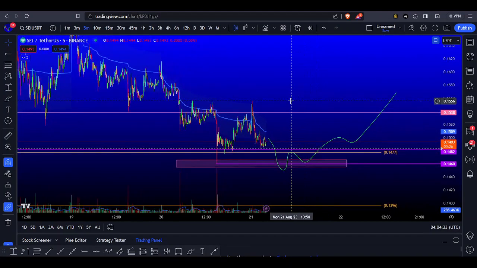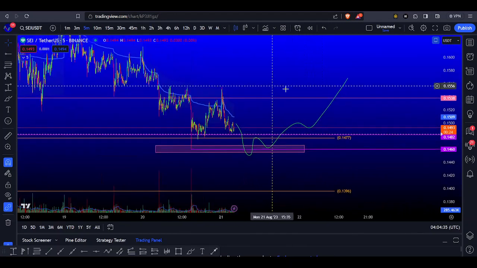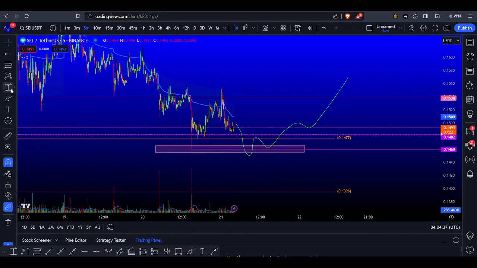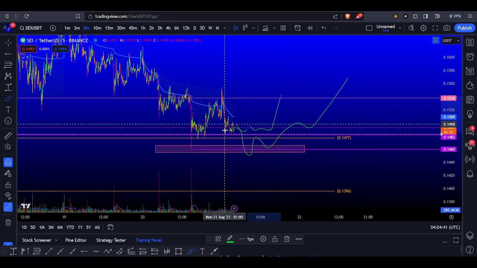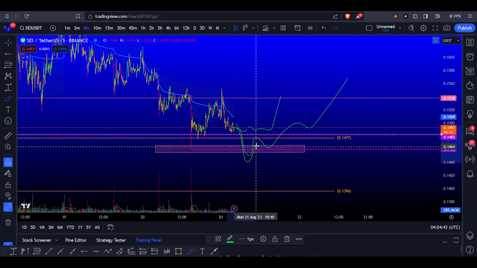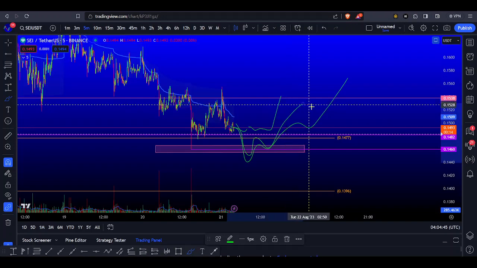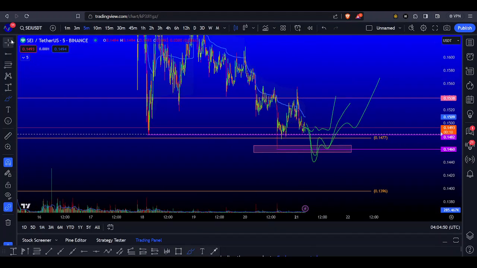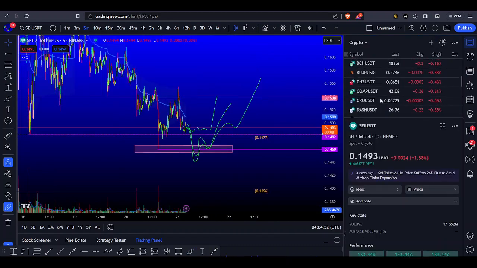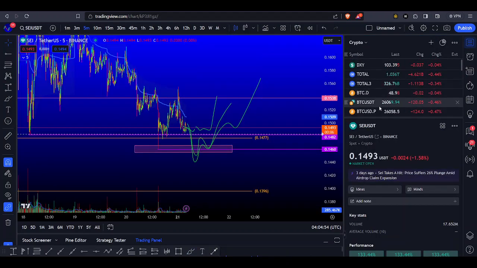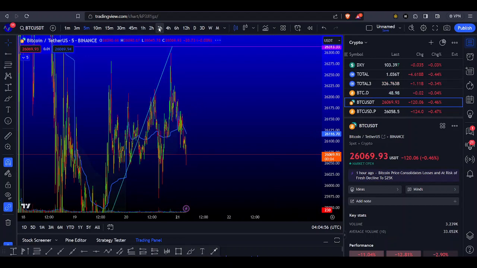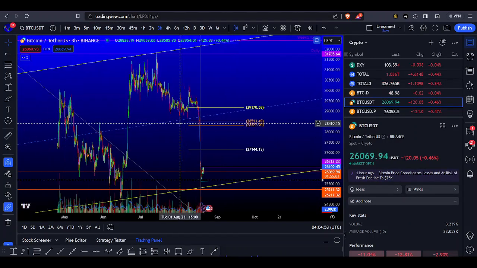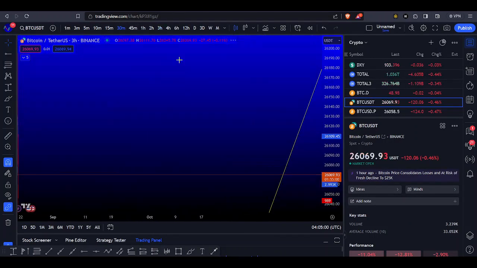So with SEI, I would expect it to either consolidate at this level, right, and then move higher, or come down, sweep the lows, which is the more probable outcome based on how Bitcoin is looking, before moving higher. And I say that because if we do go ahead and look at Bitcoin, right, USDT on the Binance chart, let's go ahead and zoom in a little bit here.